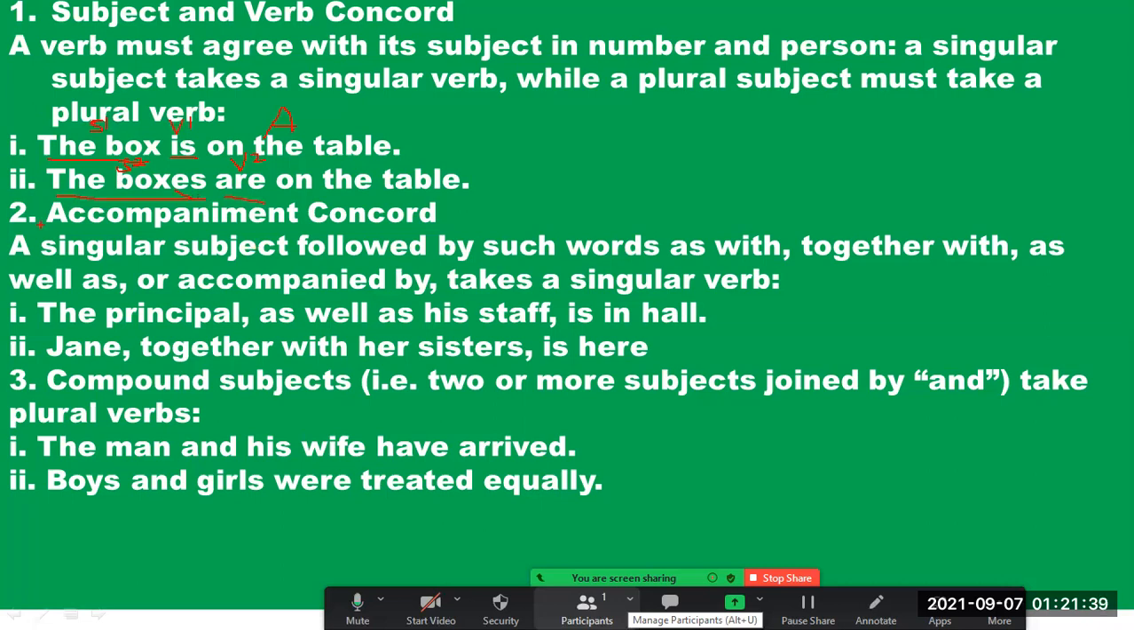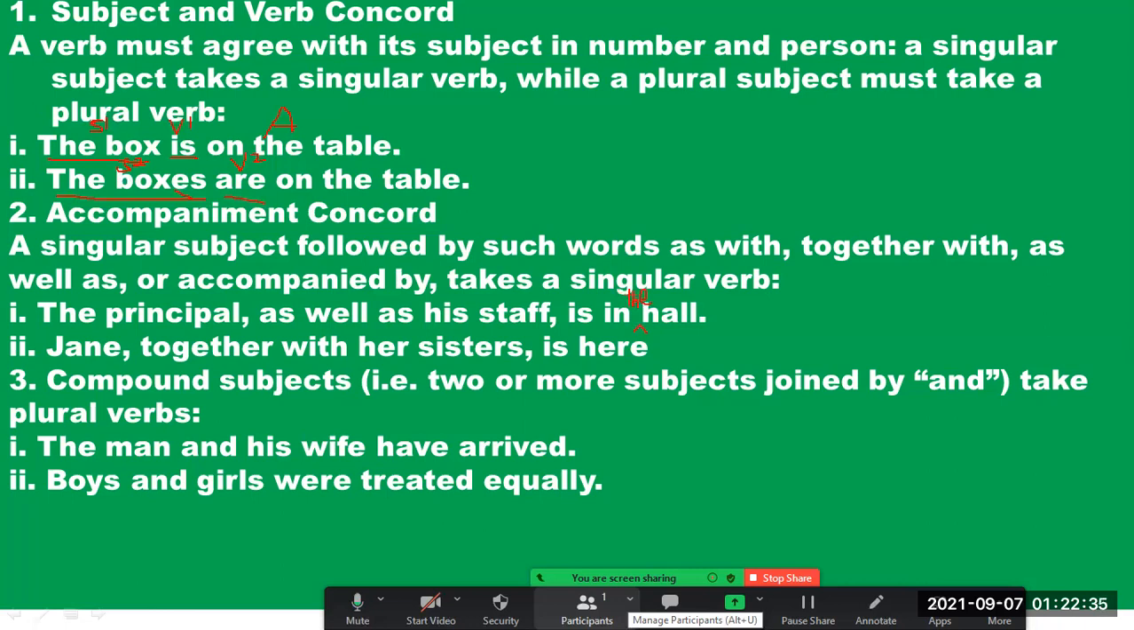Now, the second rule of Concord is called accompaniment concord, something that accompanies another. It states that a singular subject followed by such words as with, together with, as well as, or accompanied by, takes a singular verb. Let us give an example so it shouldn't sound complex. Example I: the principal, as well as his staff, is in the hall. Here the article is omitted, so this definite article should be there.